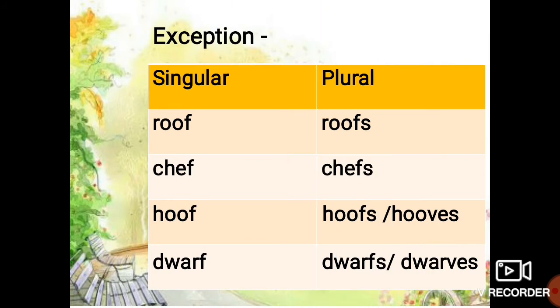Again, there is an exception to this rule. Here, we will form the plural of these given words in such a way. Roof becomes roofs, chef becomes chefs. Hoof can be written in both the ways in the plural form, hoofs or hooves. Dwarf can be written in both the ways in the plural form, dwarfs or dwarves.